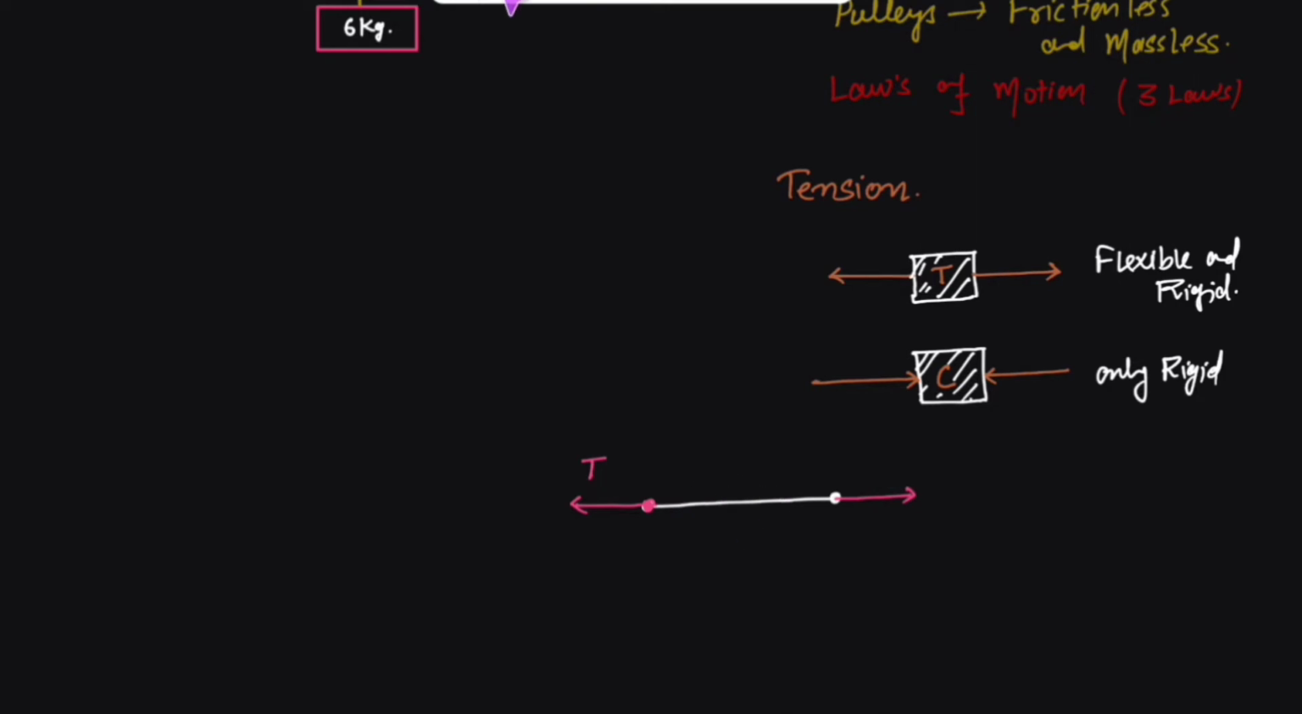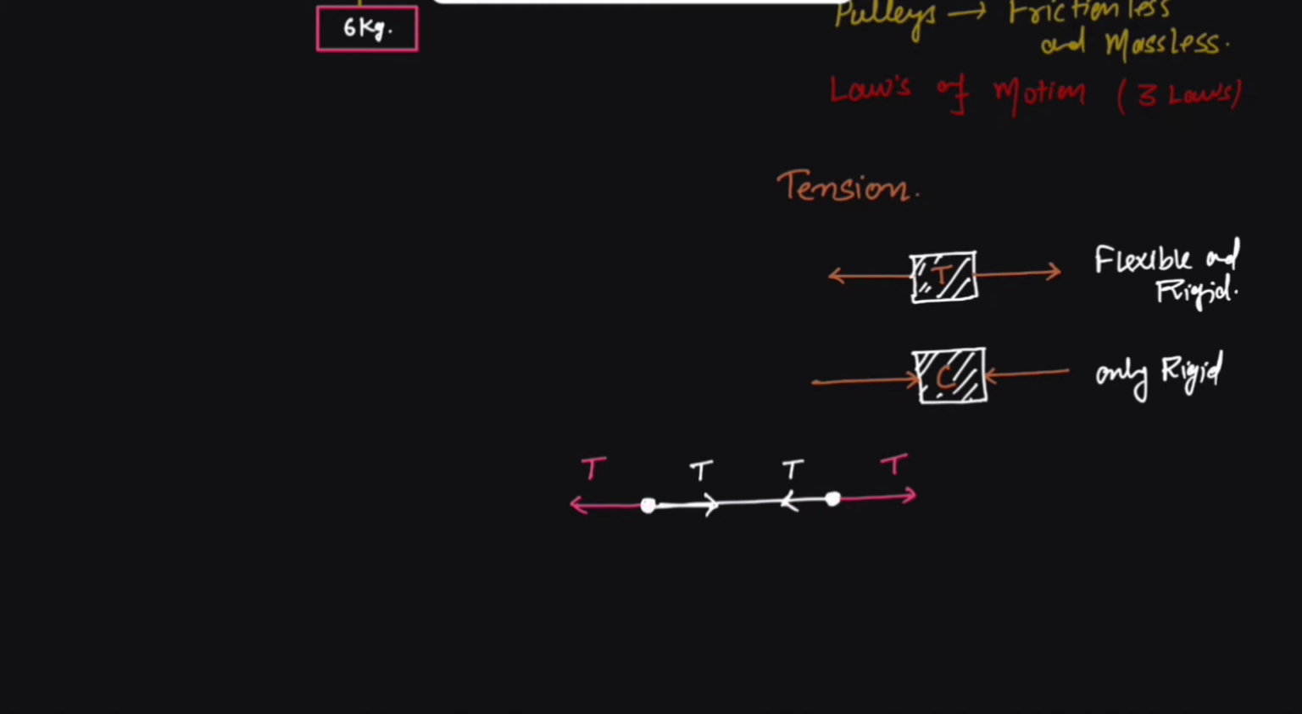So the string would also apply a force T on us. Similarly, we apply a force T on the other end of the string. We pull the string outward. So the string would be pulling us with the same and equal force as per Newton's third law. So the T which is shown inside the string is not the force on the string, but it shows the direction of the force applied by the string on the object which is providing tension to it.